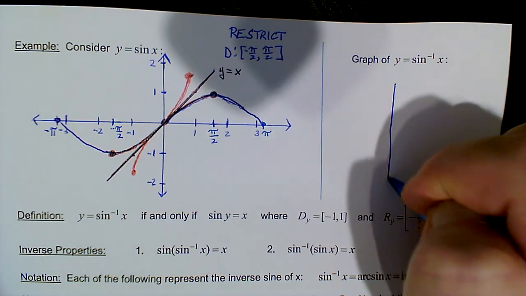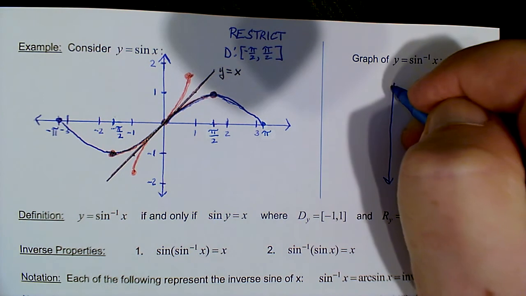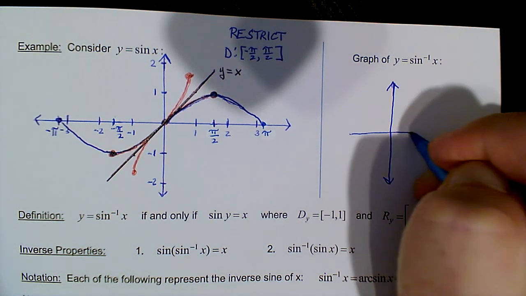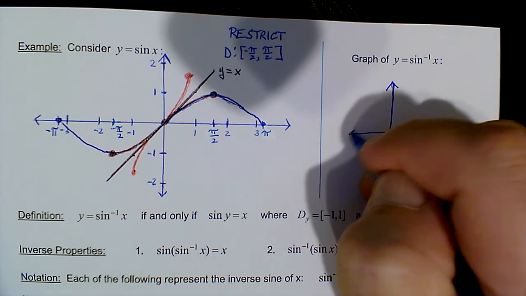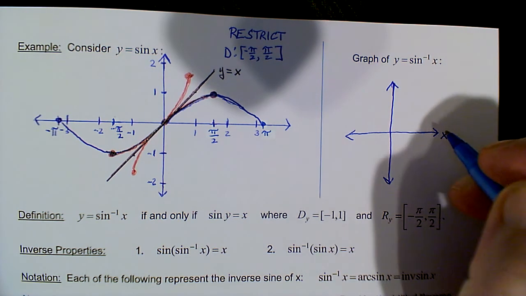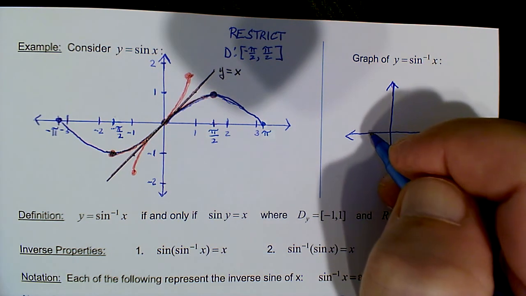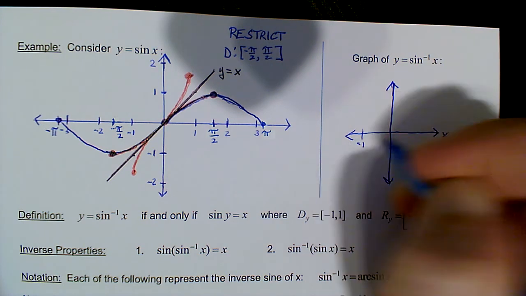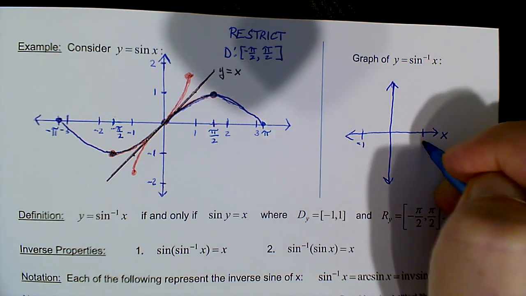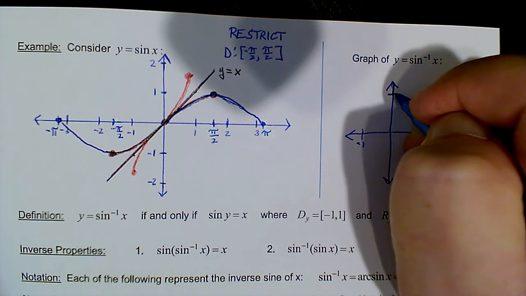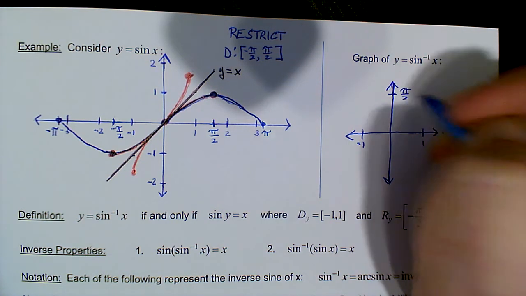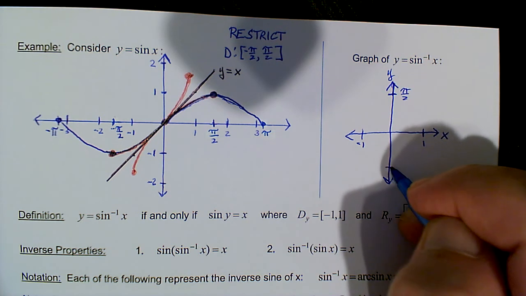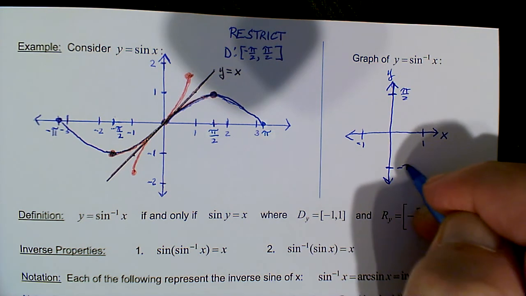And just to make a rough sketch of it, what happens is we interchange the x-axis and the y-axis. So the domain now goes from negative 1 to 1. And the range goes from negative pi over 2 to pi over 2.